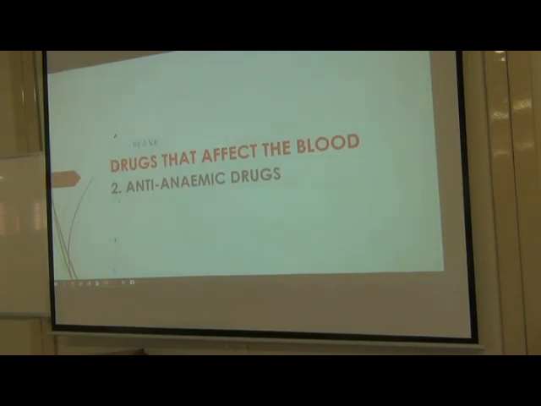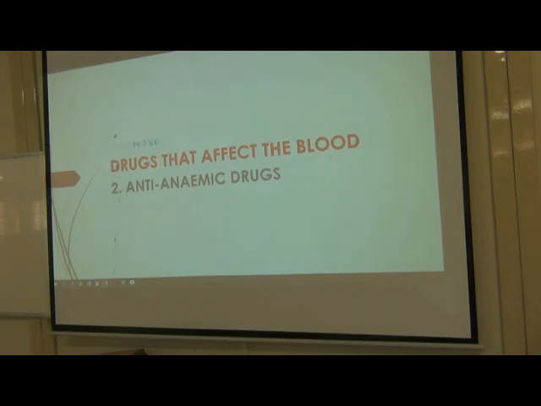All right. So we saw in the contents that we are going to look at different drugs that affect the blood in different ways. And the very first one we're going to look at are the anti-anemic drugs. Anemia, which means these are drugs that are used for the treatment of anemia.